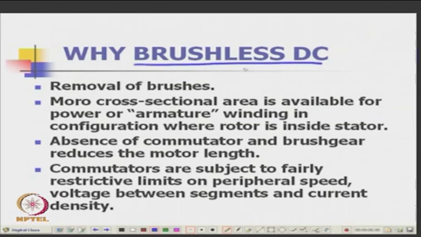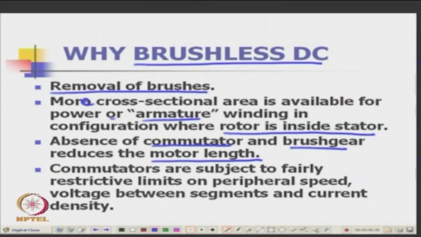So, the reason you go for brushless is the problem of removal of brushes, and more cross sectional area is available for power or armature winding in the configuration where the rotor is inside the stator. If the winding is inside there is less space for the copper; if the winding is outside there is more space for the copper because you have a larger body to handle the windings, is it not? The external one will have larger space in the slots. Also, absence of commutator and brush gear improves the motor longevity. Commutators are subject to fairly restrictive limits on peripheral speed; if you have a commutator, it cannot run at very high speed, and there are some other problems.